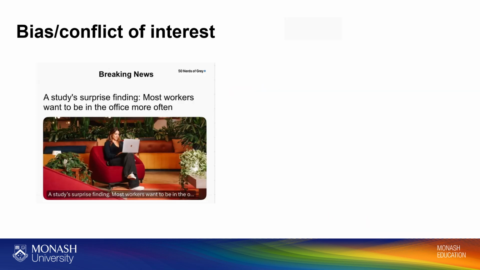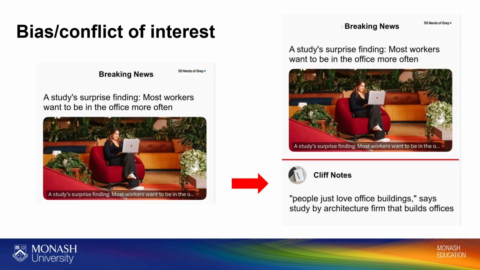Because if you look at this example that I found on the internet, you will see this: a study finds that most workers want to go back to the office more often, which sounds a bit interesting and you may want to click on it. This is probably a clickbait type article. But then when you go and look at it further, you discover that actually it is an article by people who build office buildings. So obviously there is a bit of a conflict of interest there and makes you wonder whether the findings they have are actually legitimate.